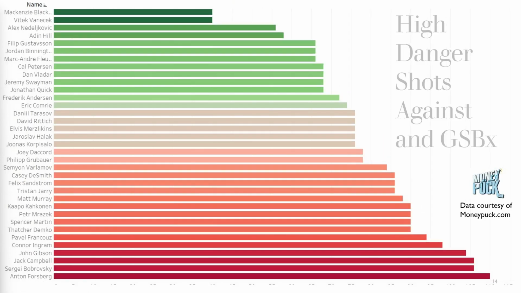And last but not least, this is the opposite of what we just saw. This is the goalies that are below 0 in goals saved above expected, and this is still ranked by high danger shots against. So what this should show you are guys who are at the top are playing behind good defenses. They just aren't playing up to their full potential yet. And the guys at the bottom are goalies you should probably stay away from as they're giving up more goals than expected and getting a ton of high danger chances against.